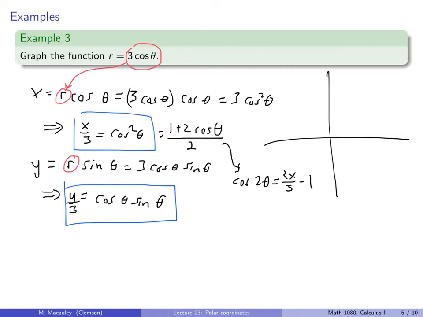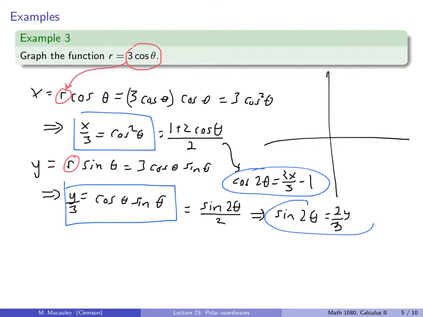So we can also use a trig identity for this one. Using our trig identity, we could say this is sine of 2 theta over 2. To simplify that, we get sine of 2 theta equals 2y over 3. Should be a 3. Okay, so now I'm going to circle that, and I'm going to circle that.